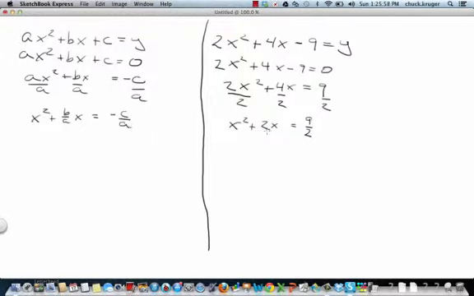Well, what I need to do now is take this b, which is 2, take half of it, and square it. So in this case, I'm going to get 1. So I'm going to write x squared plus 2x plus 1, and since I wrote 1 on the left side, I have to add 1 on the right side. Okay, and over here I'm going to do the same thing.